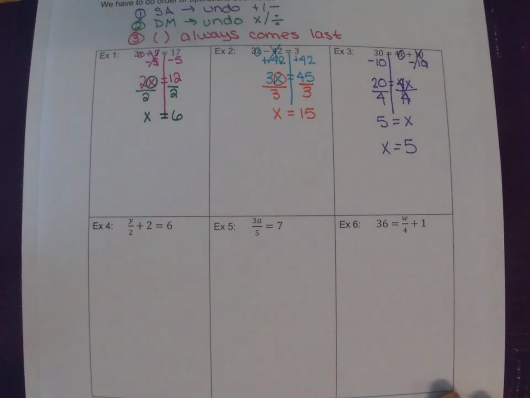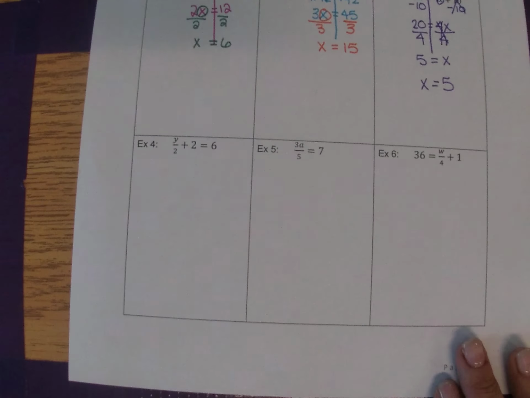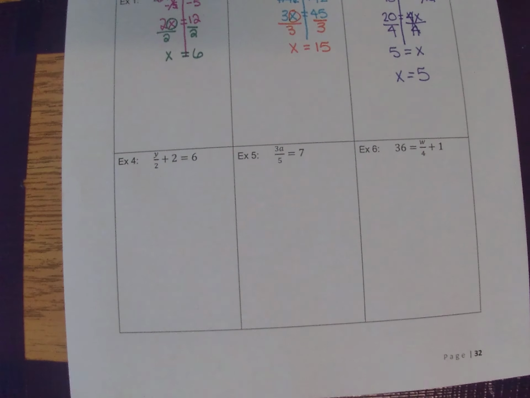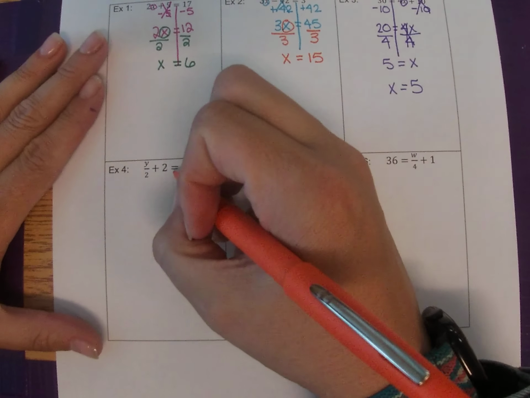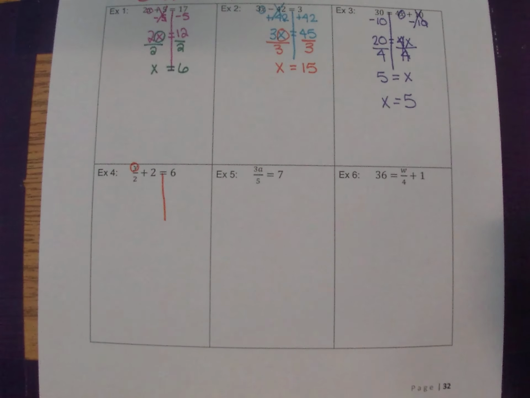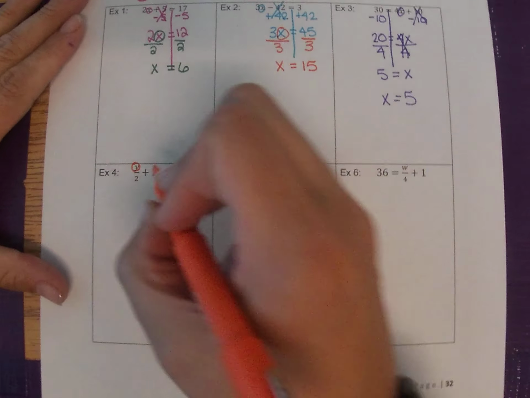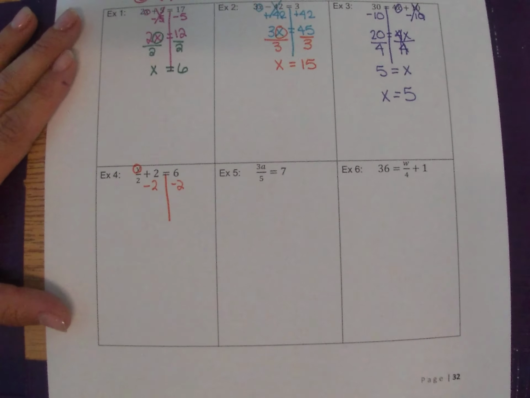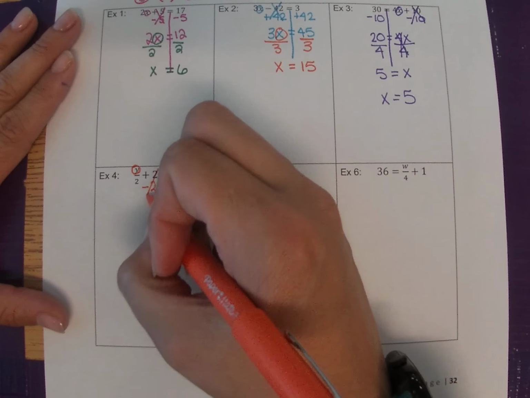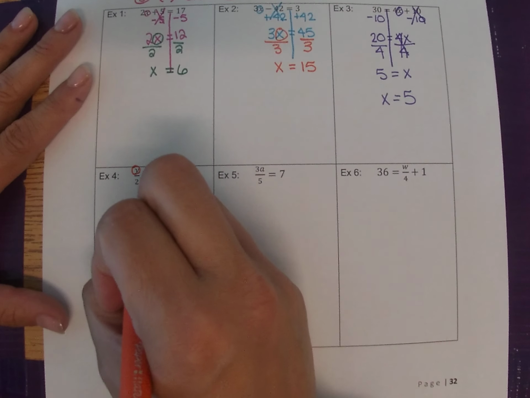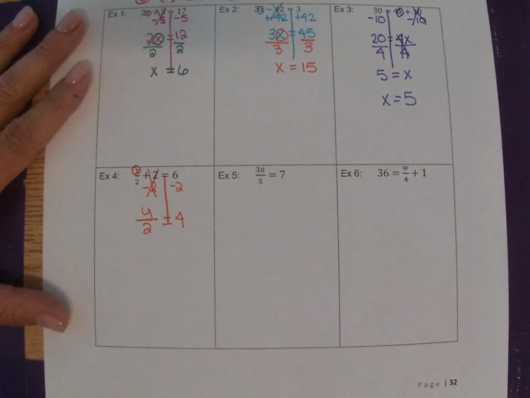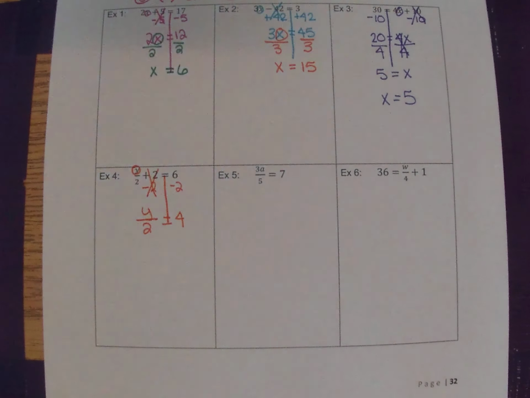Now, these steps in these equations can be anything. So if we look at number 4, now we have division happening, but that doesn't change our process. We're still processing the same. So I'm drawing my line, I'm finding my variable. Addition and subtraction move first. So I'm going to undo adding 2 by subtracting 2, and I'm doing that once on each side of the equal sign. So my 2's cancel, so I'll have y over 2 equals 4.